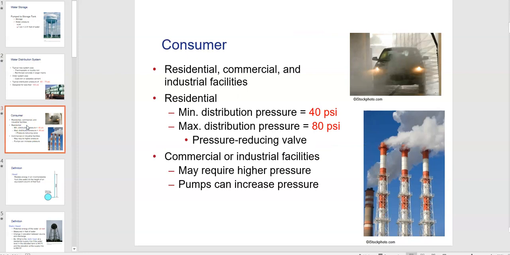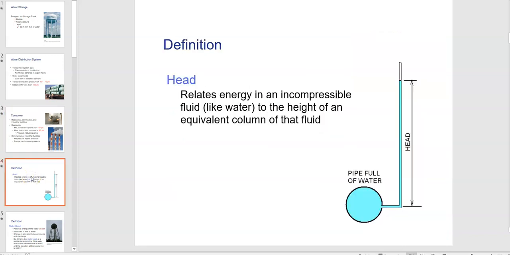Now within your home, the pounds per square inch of pressure that comes out of any water faucet inside of a house is between 40 and 80 pounds per square inch. As we go through our math today, we're going to determine whether or not our design meets these minimum or maximum distribution pressure requirements.